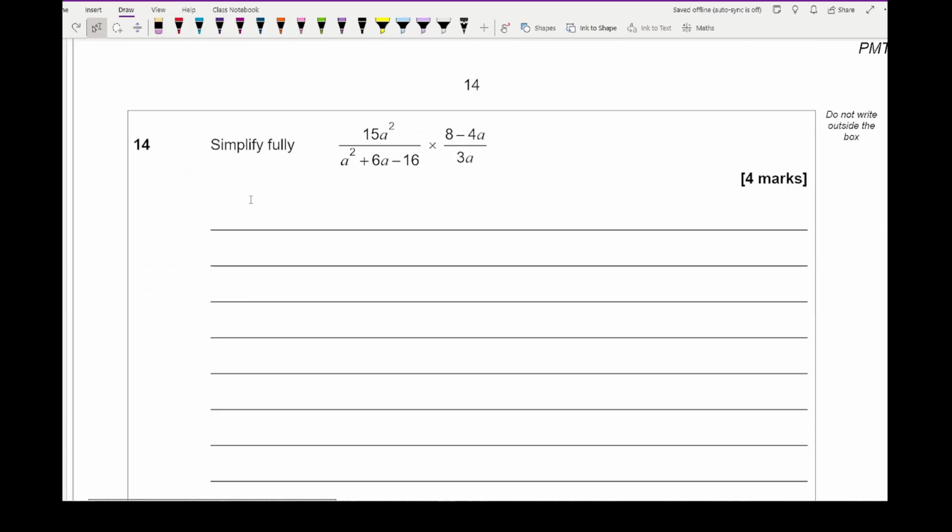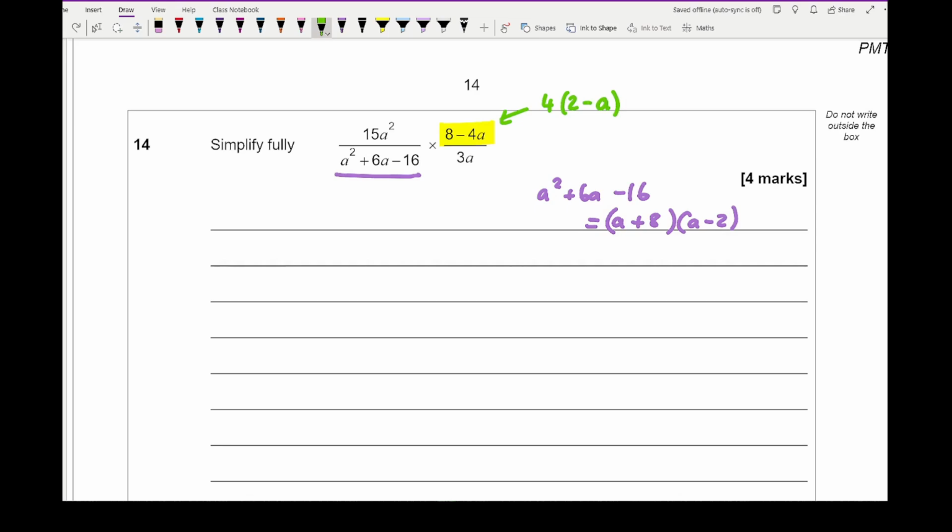Moving on to question 14, it says simplify fully, and I've got this algebraic fraction and we are multiplying. So for this, I would always try and factorize where possible. So we can factorize this term here. So a squared plus 6a minus 16 is equal to, and that's going to be (a plus 8)(a minus 2). I can simplify 8 minus 4a, because that's going to become 4 lots of (2 minus a).